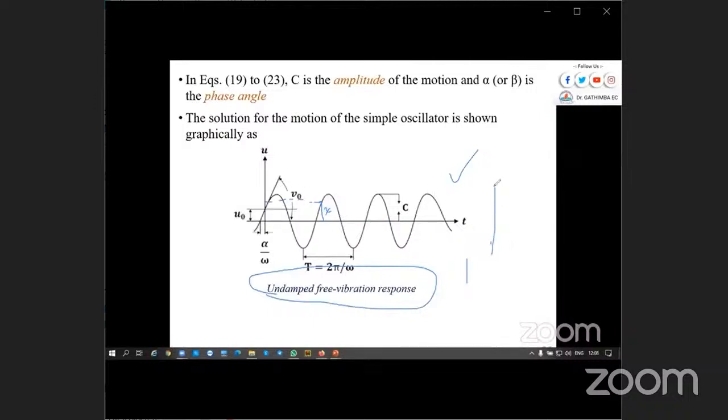And to understand what I mean, if this was your structure like this, it means your structure from the initial displacement, it was displaced like this.